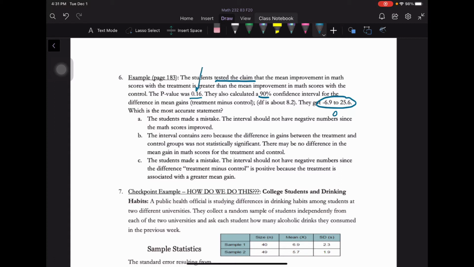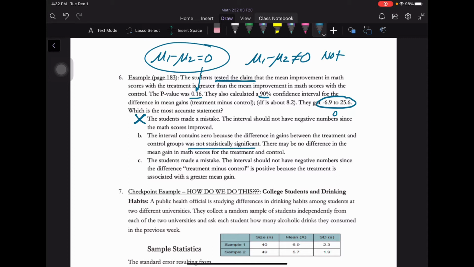And our p-value is not small, so we're not rejecting. We're basically not saying that there's a difference here. We're just going to go ahead and not reject this statement. We're not going to accept it, we're just not going to reject it. The students made a mistake. The interval should not have negative numbers. That's not true. The interval contains 0 because the difference in gains between the treatment and controls was not statistically significant. That's true. The p-value tells us it's not statistically significant, and the interval containing 0 agrees with that statement. And again, the students did not make a mistake.